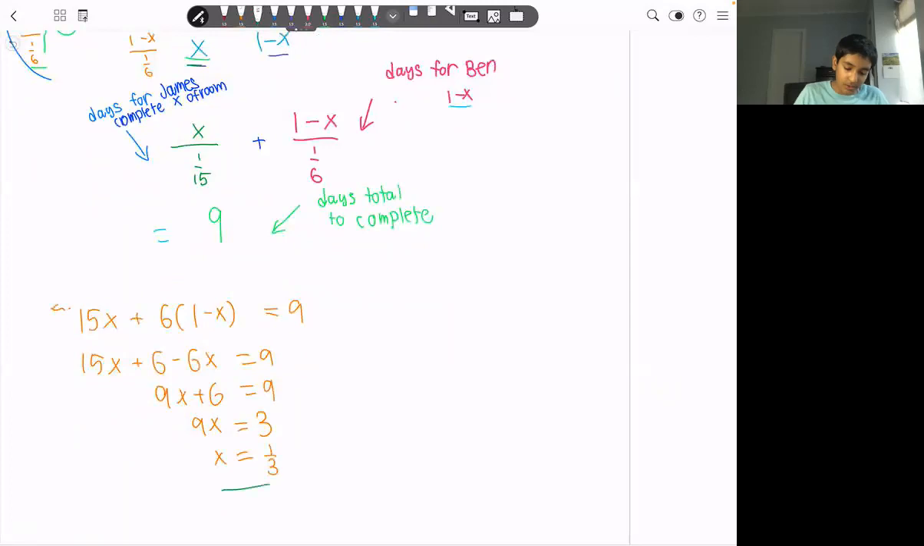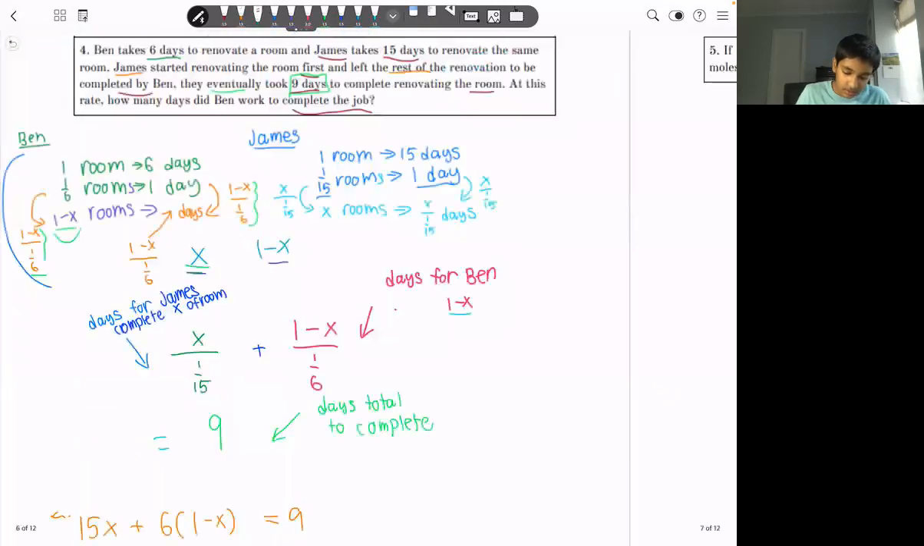So now we have that x is 1/3. So what does that mean? That means x, the amount of the room James will do, is 1/3. The amount Ben will do is 2/3. So 1 minus x is just 1 minus 1/3, or 2/3. So that means that we know James does 1/3 of the room, and Ben does 2/3 of the room at a rate of 1/6 of a room per day. And again, James does 1/3 of the room at a rate of 1/15 of a room per day.